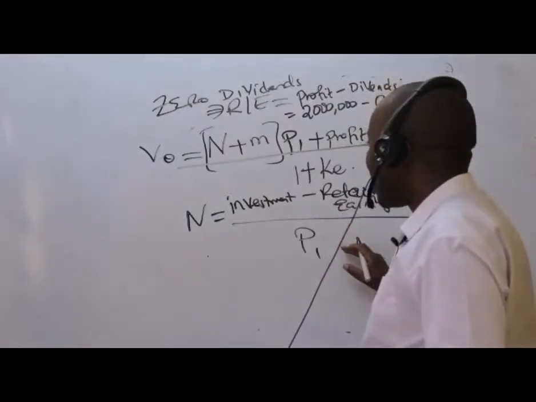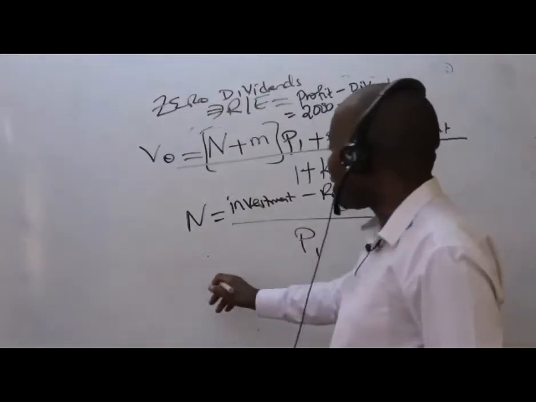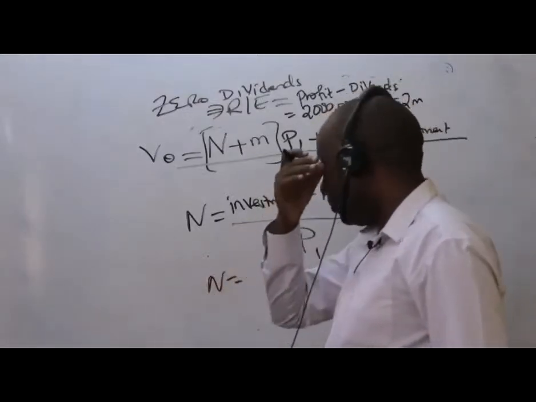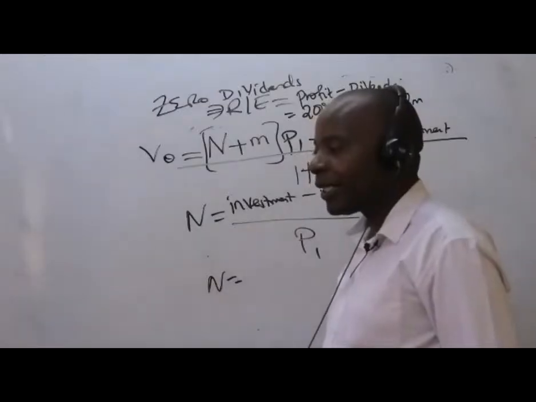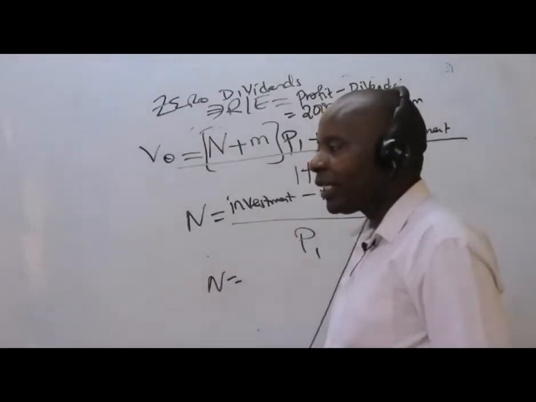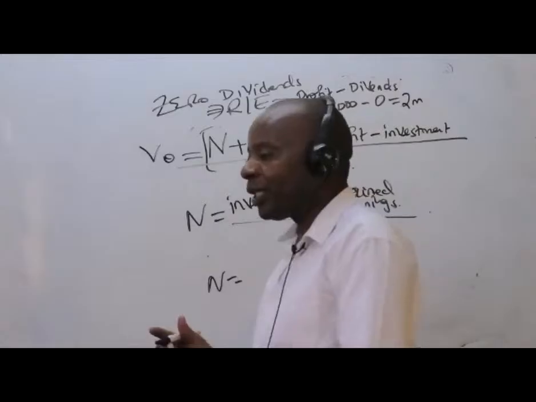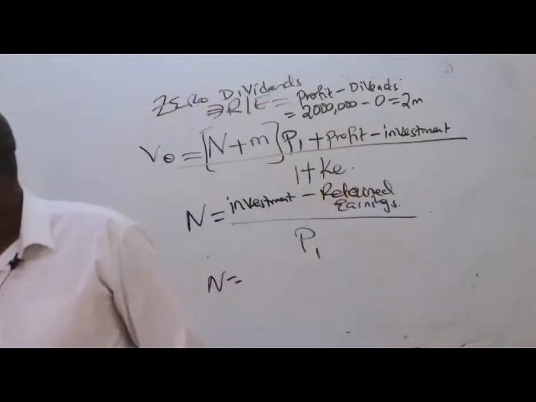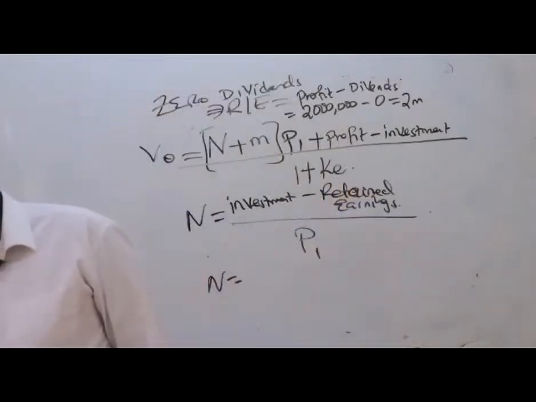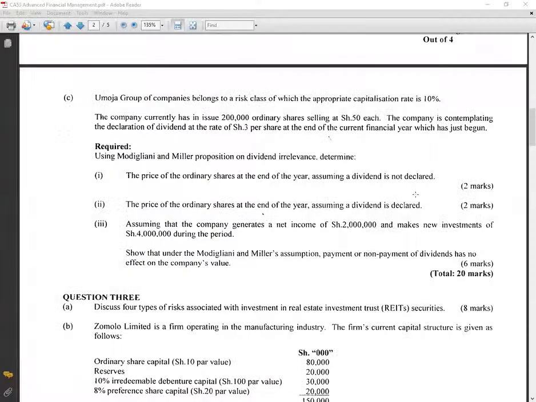So please come back here. So here the new shares will be equal to the investment. What is the investment amount? Are you able to see some investments in this question? Peter tells me 4 million. So the investments in the question, yes, I can see, make a new investment of 4 million during the period.